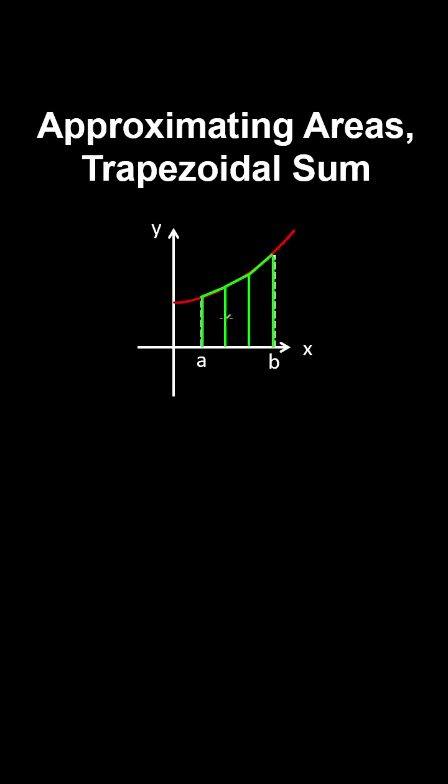So if we use uniform partitions, we can approximate the area as b minus a on a number of trapezoids. And then if we multiply the width of a trapezium by the average of the heights, that gives the area of one trapezium, and then we do the same to obtain the remaining areas of the trapezia.